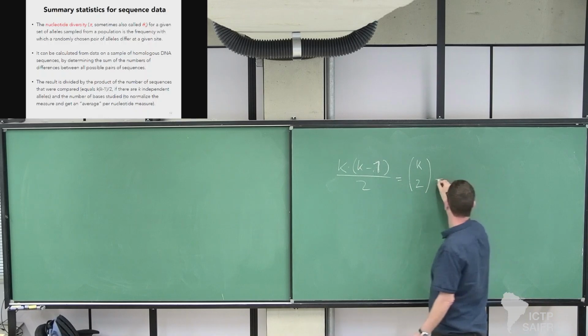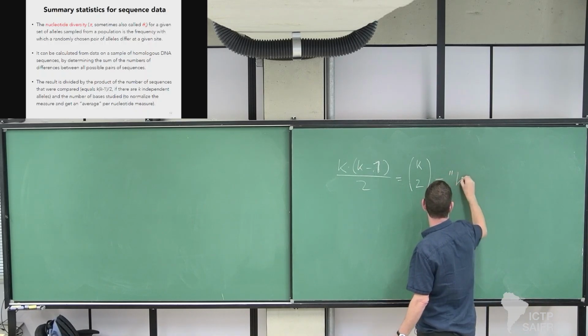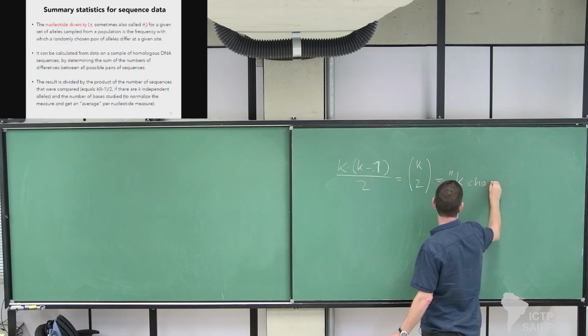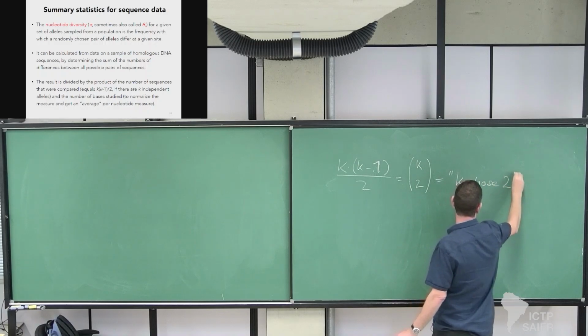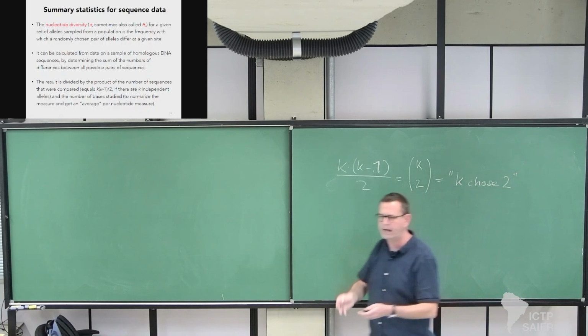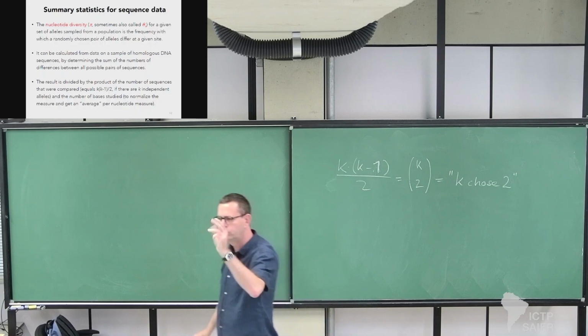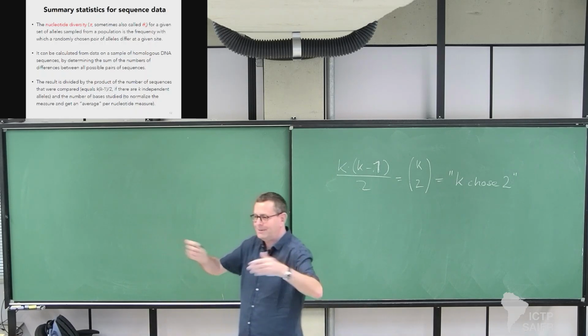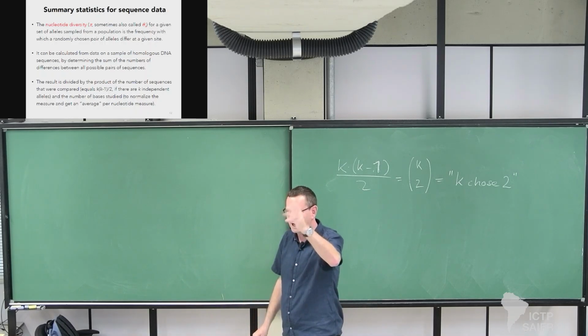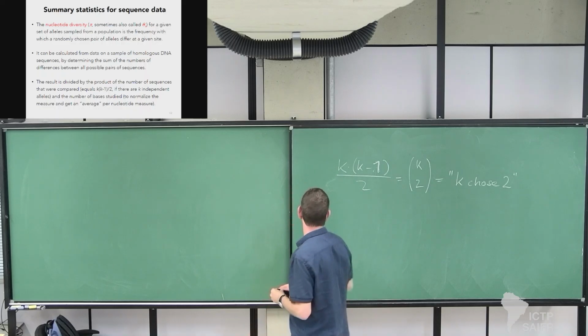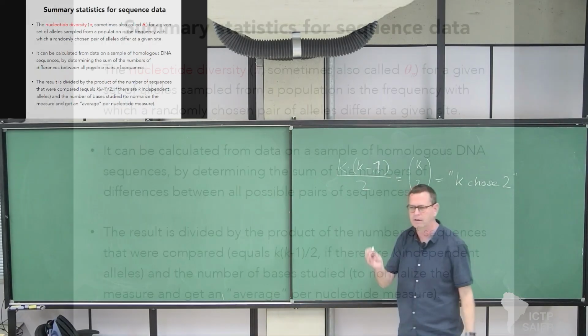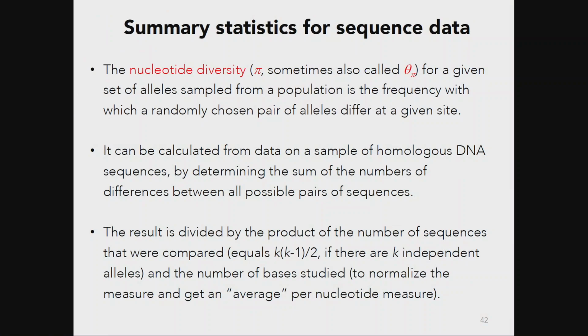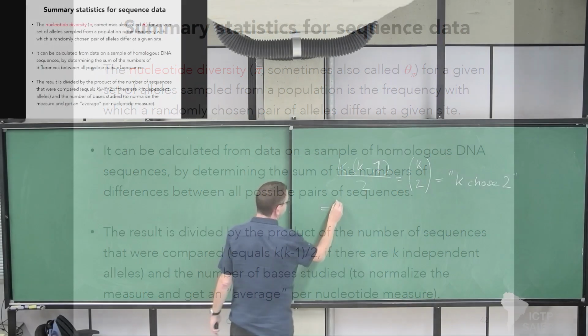In words, this is K choose 2. I have K objects, and I'm asked to choose 2. But K might be much bigger than 2, so I'm asked to choose different combinations. So in our example, we had 3 sequences or 3 alleles, right? So I'm going to plug this into the formula. So K is 3, right?